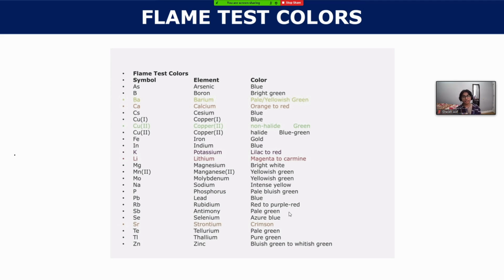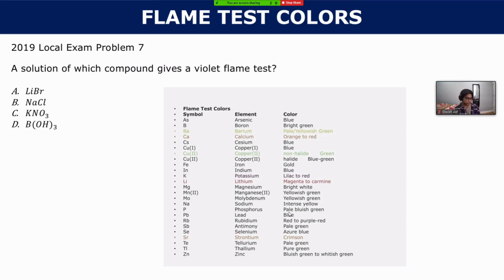And like I mentioned, these flame test colors are also used to identify unknown compounds. So if you have a compound and you put it over a flame and it gives off a characteristic color, then you know a certain metal ion is going to be in it. And so let's do some practice. I'm going to leave the table up because in order to memorize them, I think the best way to memorize them is just doing practice with them.